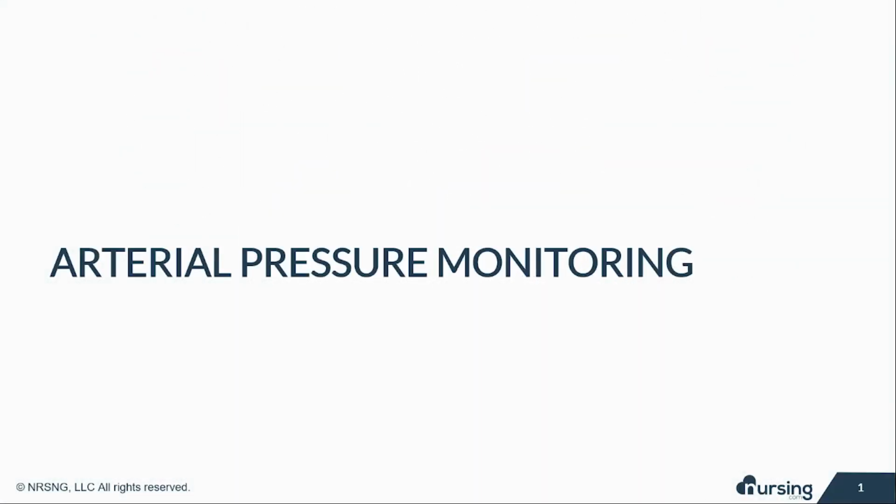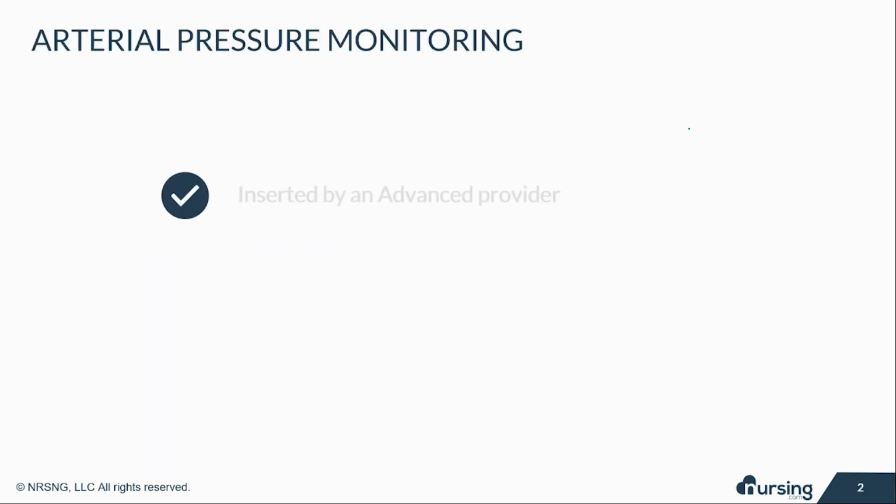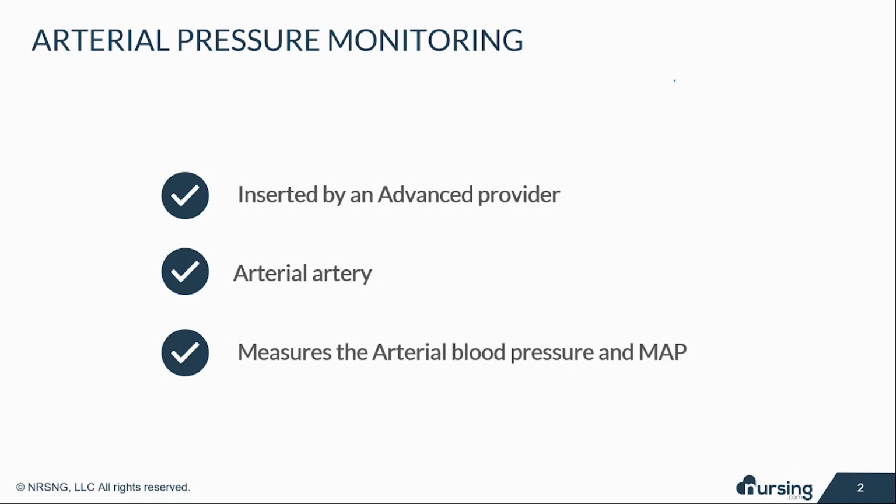Hi guys, in this lesson we're going to talk about arterial pressure monitoring. Basically, arterial pressure monitoring is a little catheter that's inserted into an artery. You may have heard of the term art line or A line, and it's the same thing. It's just a catheter that's inserted into an artery to help monitor the arterial blood pressure.